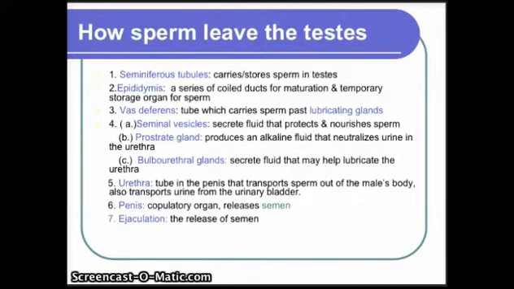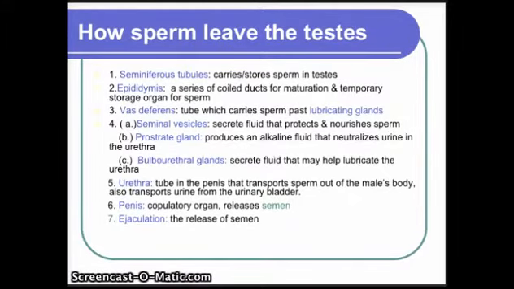This vas deferens tube is going to then carry the sperm past lubricating glands, which include the seminal vesicles that secrete fluid and protect and nourish the sperm, the prostate gland, which produces an alkaline fluid that neutralizes urine in the urethra. Then we also have the bulbourethral glands, which secrete fluid that may help lubricate the urethra.